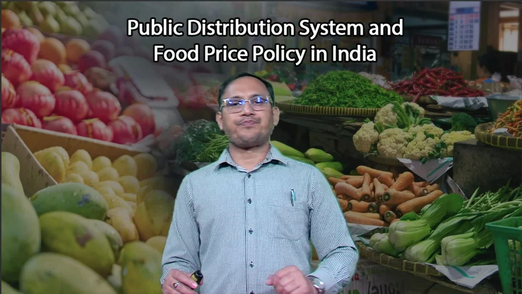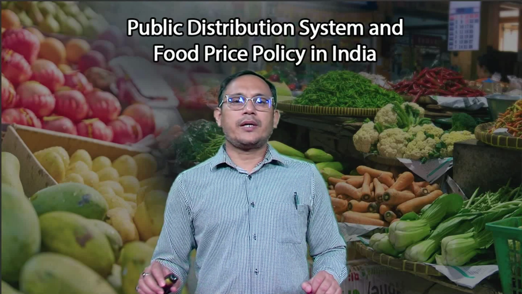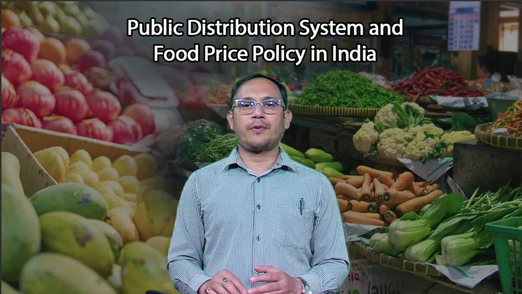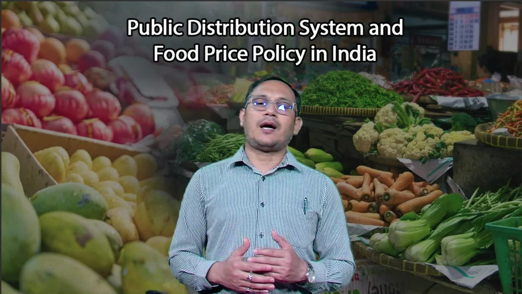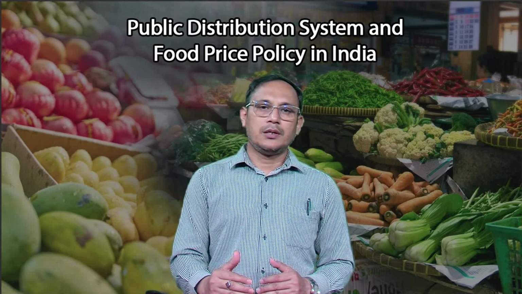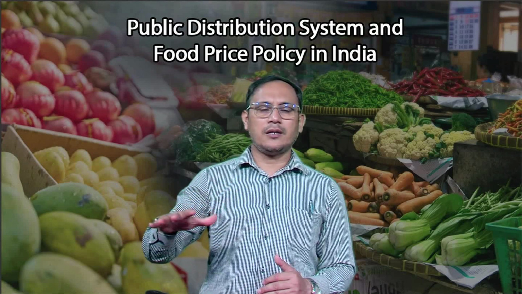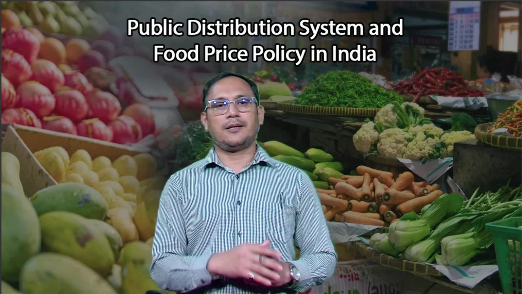Now, in conclusion, what we can say is that the public distribution system and food price policy are essential pillars of India's food security framework, because without having a proper food price policy, how to fix the price of a subsidized good? It is not possible for the government to maintain an efficient public distribution system.